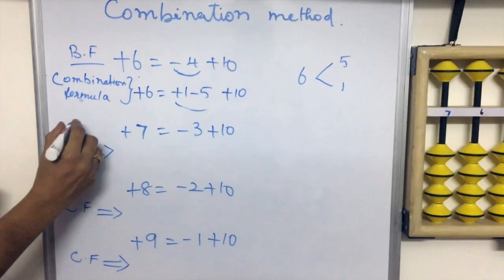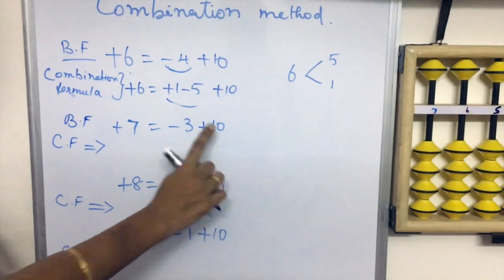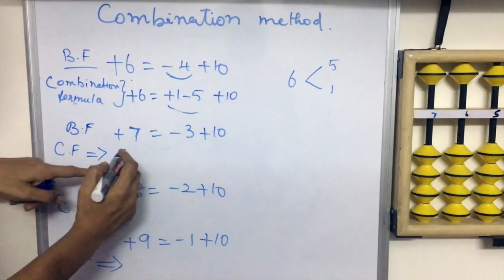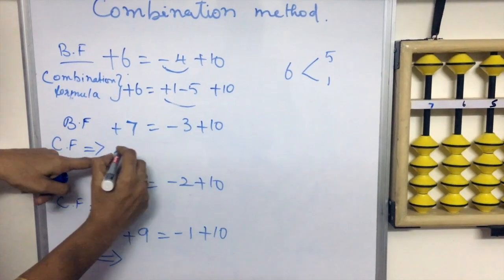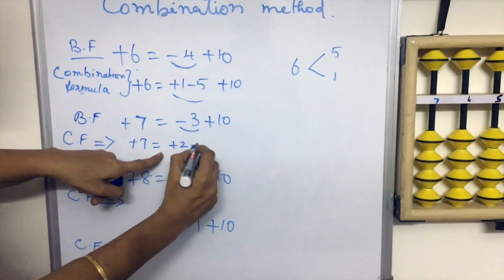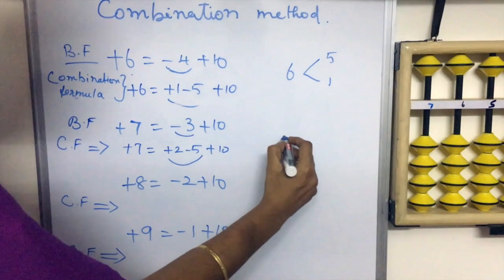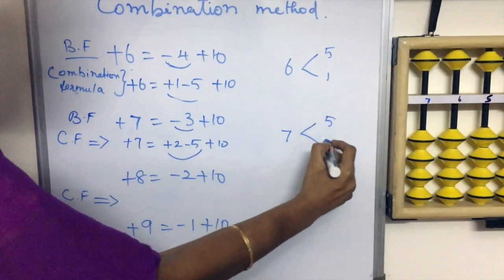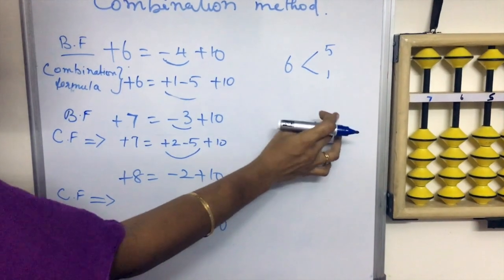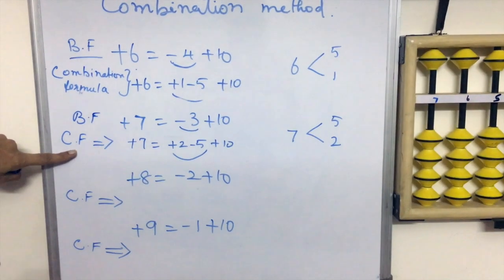Using big friend, we can add 7 by subtracting 3 and adding 10. Plus 7 is minus 3 plus 10. In certain cases, this is not possible. So, to add 7, minus 3 is plus 2 minus 5. So, you can split 7 as 5 and 2. Like this also you can remember. So, plus 2 minus 5 plus 10. This is the way to add 7 using the combination formula.